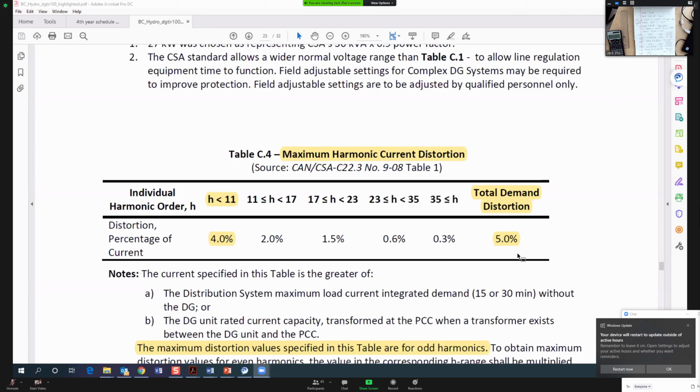Keep going. Okay, so the total harmonic distortion has to be maximum 5%. Here is the harmonic order. This is for harmonics smaller than 11. So if smaller than 11, you can have maximum 4%. So if I ask you a question, what's the maximum third harmonic you can have? It's 4%. Okay, but all of them added together, it's a 5% maximum.